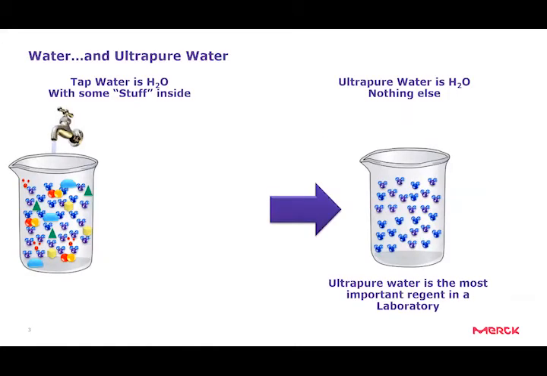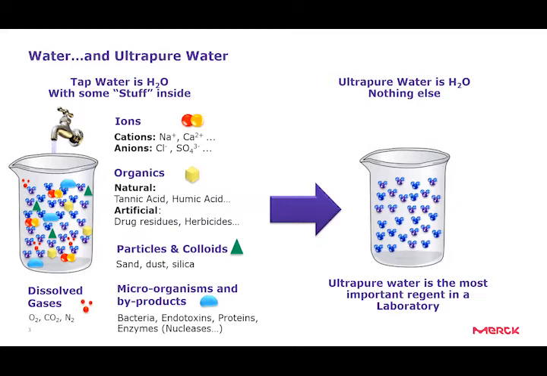Whenever we are talking about water and ultra pure water, we should be expecting in tap water, which is H2O with some stuff inside. Here, we mainly focus on 5 types of contaminations. Ionic contaminations such as cations, sodium, calcium, anions like chlorine, sulfate, organics, which are natural like tannic acid or humic acid, or artificial like drug residues or herbicides.